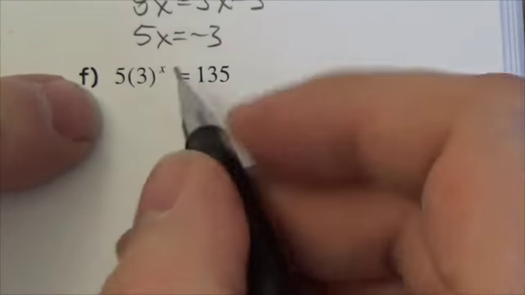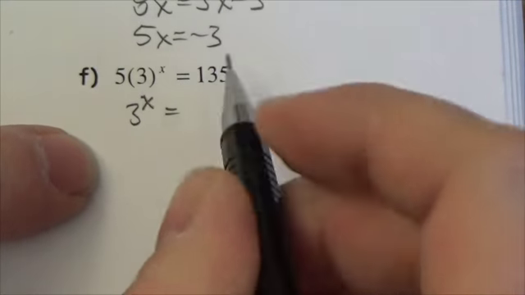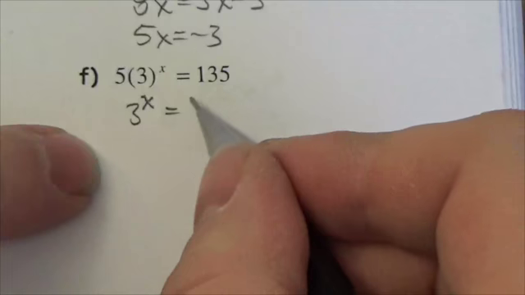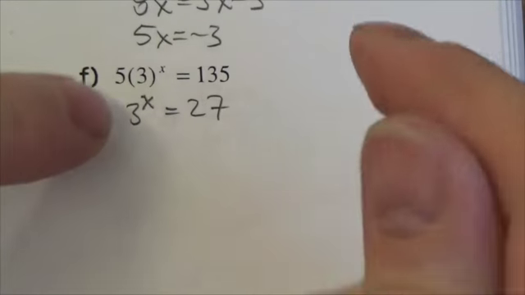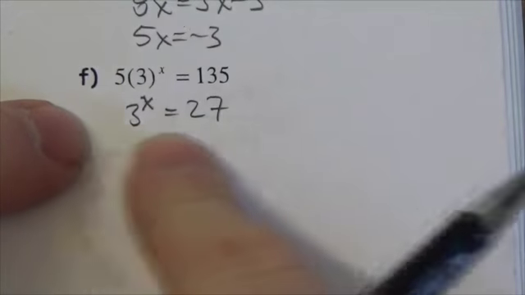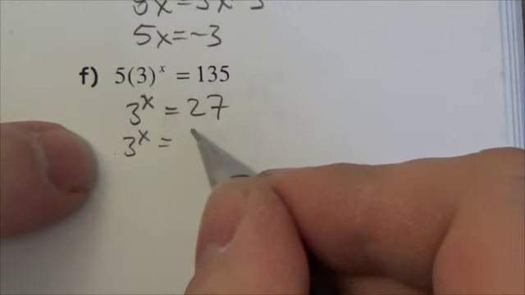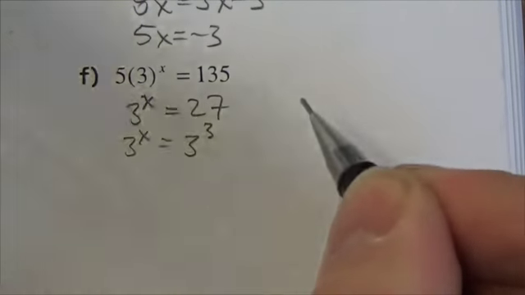So I've got this 5 out front here, so I'm going to divide both sides by 5. And when you divide 135 by 5, you're going to get 27. Okay, so this is a much simpler equation here. And notice that now I've got two expressions here that can be written with the same base. 27 is 3 cubed.